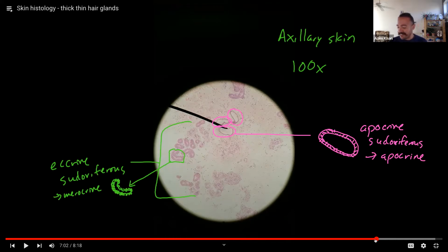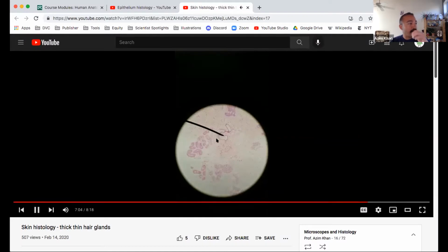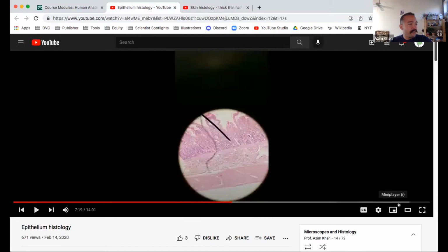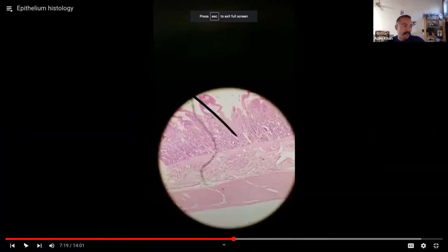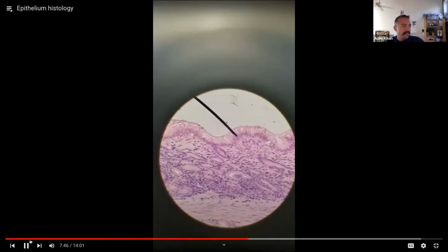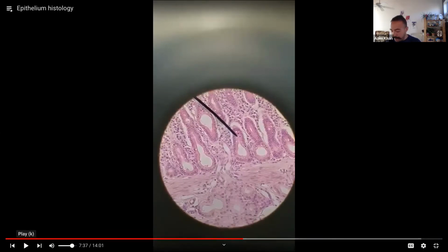Oh, you know what? Sorry. Let me show you goblet cells. I showed you serous cells, mucous cells. Let me show you goblet cells. I need to go back to the epithelial histology video. And let's go to here. So we're in the intestines, small intestines. It's 100x. This is 400x. You can kind of see it here. I'm going to move back here. 400x, small intestines.